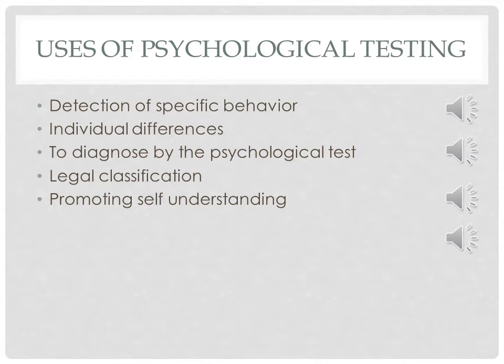So when we are discussing the first use, that is the detection of specific behavior, the psychological test is used to measure and to detect the abilities of the person or the abilities of people. So this psychological test can be used to understand or measure the abilities of a person and individual differences. That is, this psychological test is used to measure the individual differences.